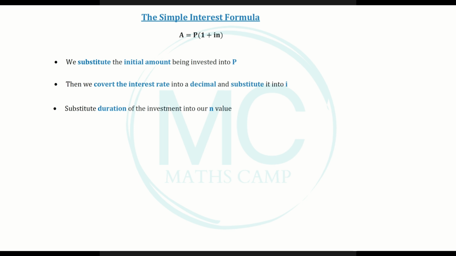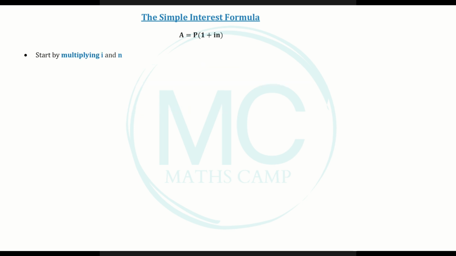To solve for A, we start by multiplying I and N. Then we add 1 and we multiply the entire bracket by P. Let's look at some examples.